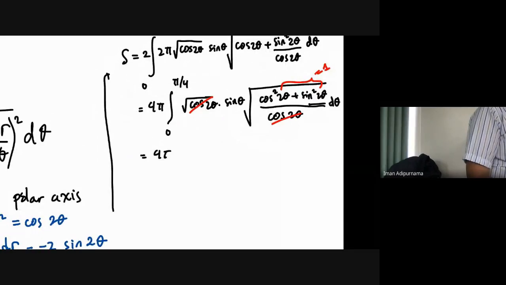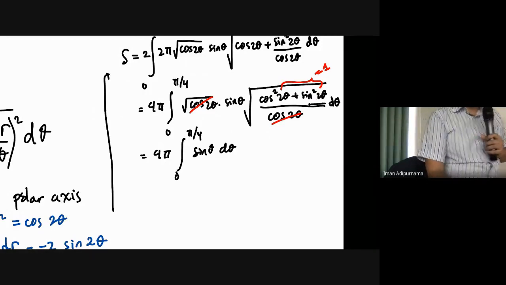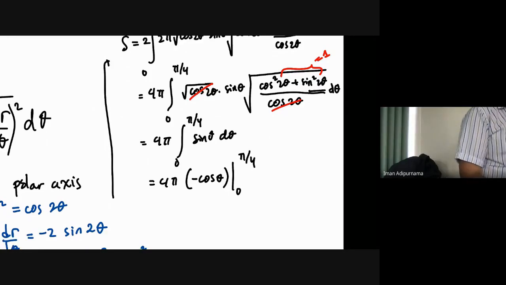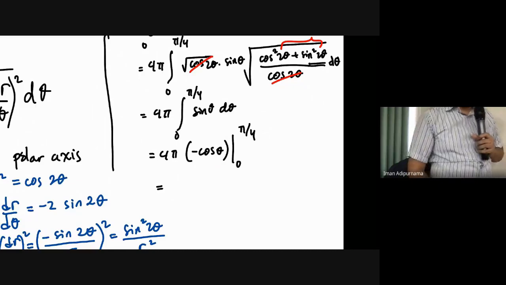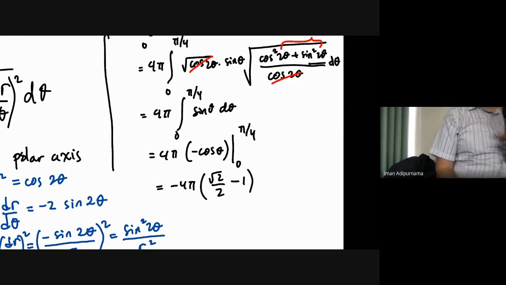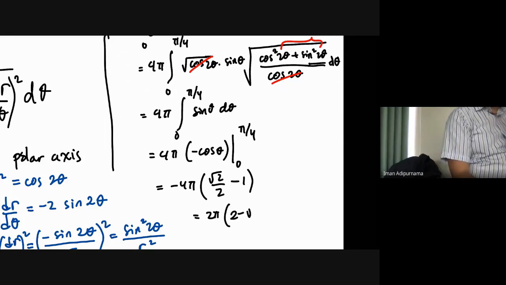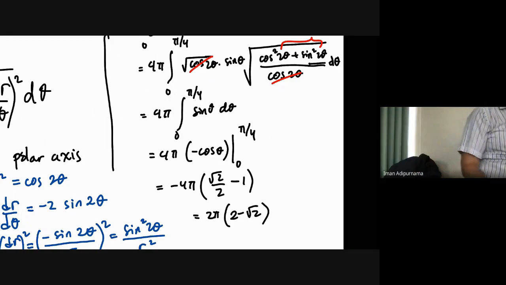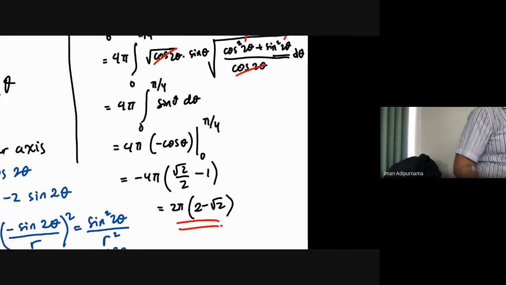So we only have 4 pi sine theta d theta. And we can integrate this. Plug in 0 and pi over 4. Minus 4 pi square root of 2, right? Or this will be 2 pi times the quantity 2 minus the square root of 2. And this is the calculation result.